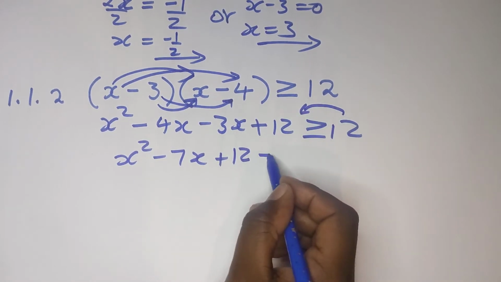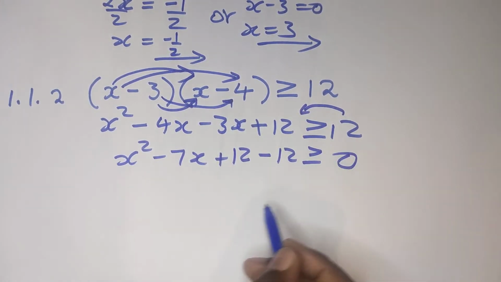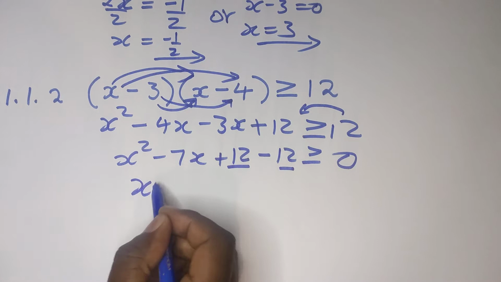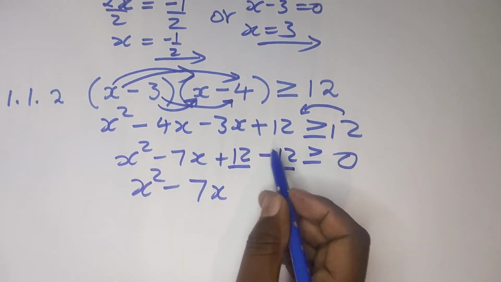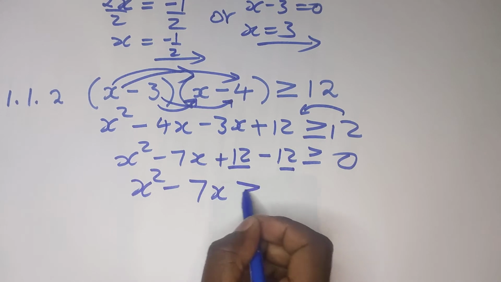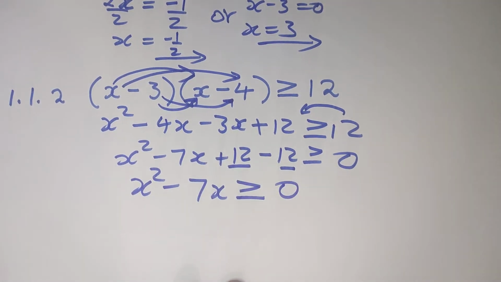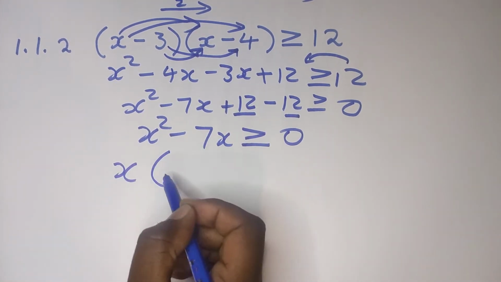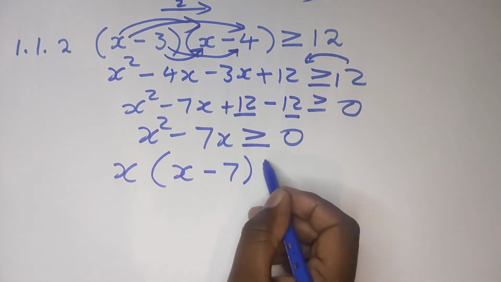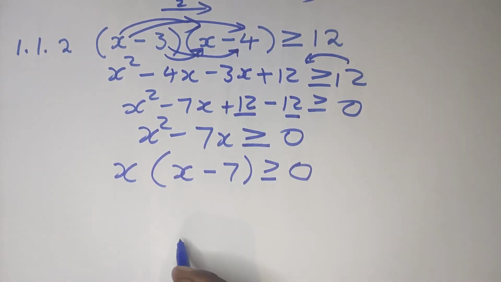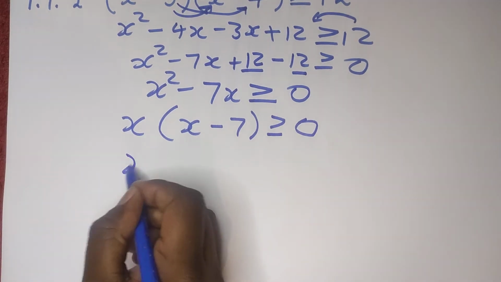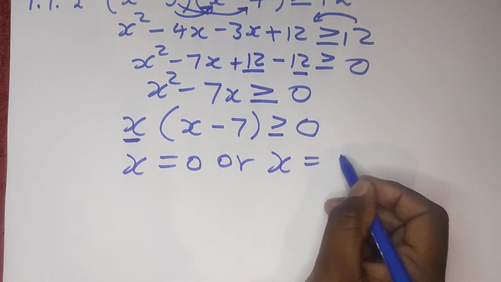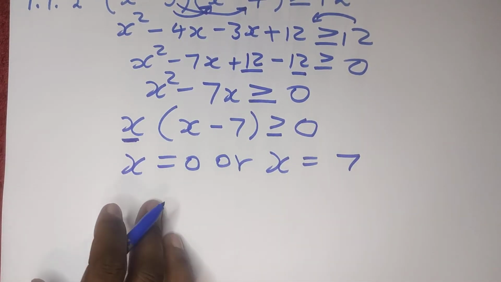You need to transpose 12: 12 minus 12 greater or equal to 0. So these are like terms which amount to 0. x squared minus 7x, 12 minus 12 is 0, greater or equal to 0. So we are looking for x. We have a common factor, which is x, and we are left with x minus 7 greater or equal to 0. So the critical values are x is equal to 0 or x is equal to 7.